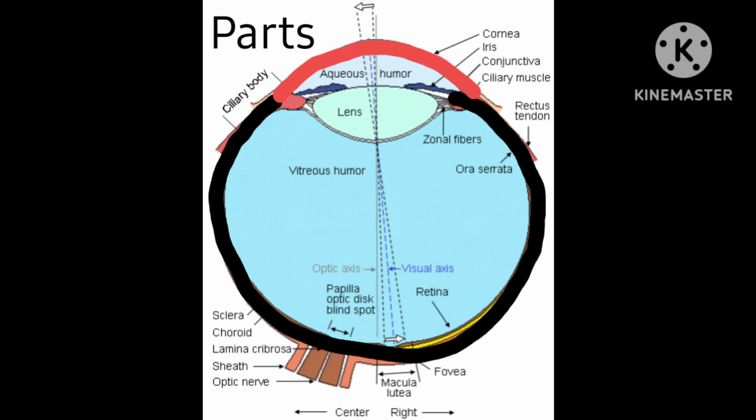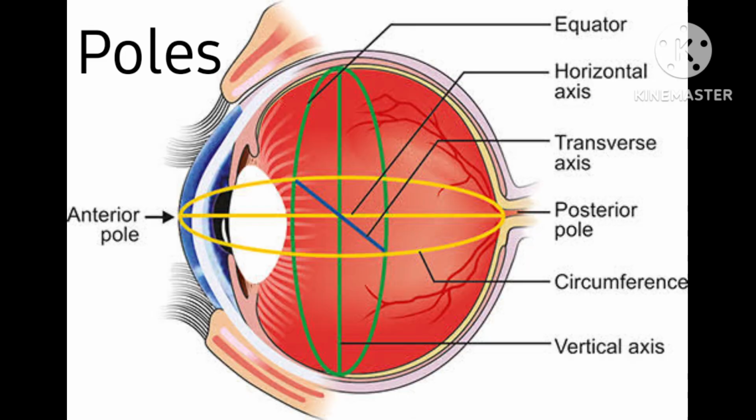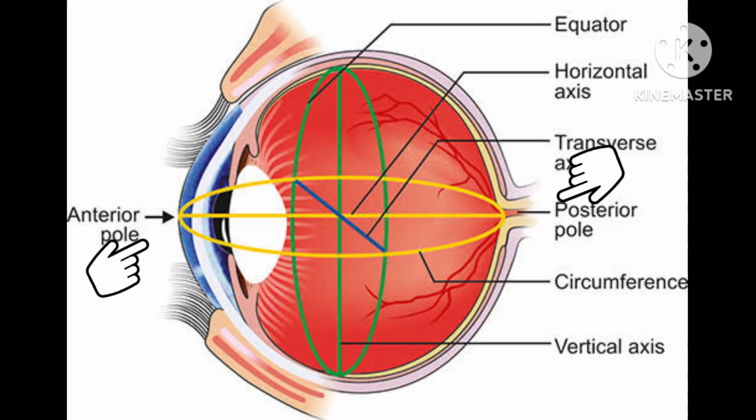Anterior 1/6 part is known as the cornea, which is a transparent part. Posterior 5/6 part is called the sclera, which is an opaque part. There are two poles, anterior pole and posterior pole. Anterior pole is the center point on the cornea, posterior pole is the center point on the sclera.